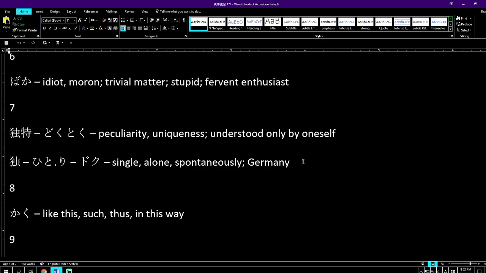Doku or hitori, spontaneous or single. Doku, toku for special. Toku. Peculiarity, uniqueness, or only understood by oneself. Dokutoku.